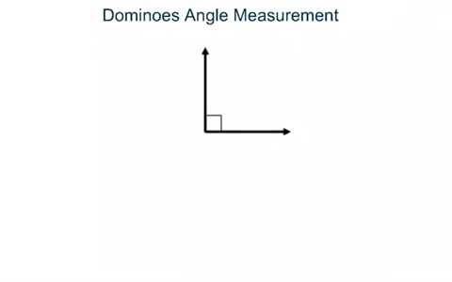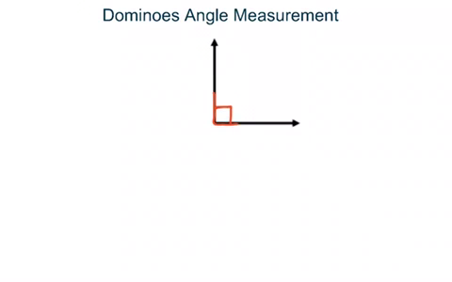So let's review some angles. Take a look at this first angle. What do we call this angle? Right, it's a right angle. An angle of 90 degrees at the intersection of two straight lines. So once again, this angle right here is 90 degrees. And we call this a what? A right angle.